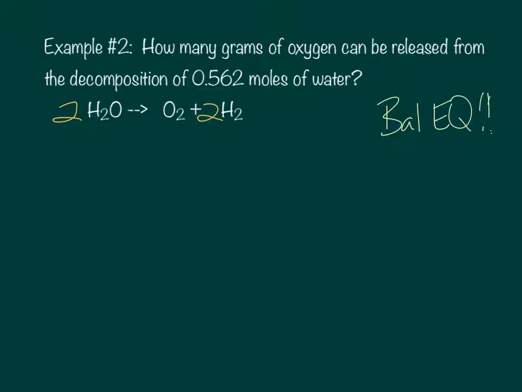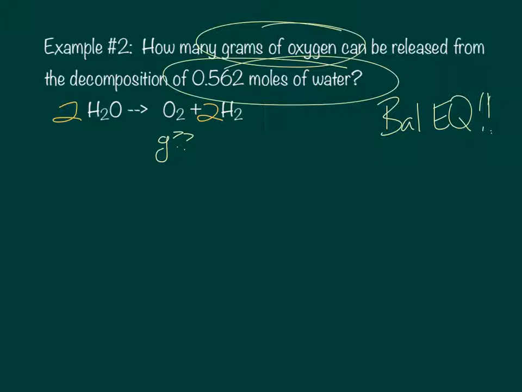So what is the problem giving to us? I'm looking for grams of oxygen. So I'm looking for G, right, of this one. And I'm given moles of water, 0.562 moles of this one. So now you can see the conversion I'm going to do. I'm going to have to go from H2O to O2. And I'm going to have to do this one extra step because this one's asking me for grams. It's not asking me for moles.